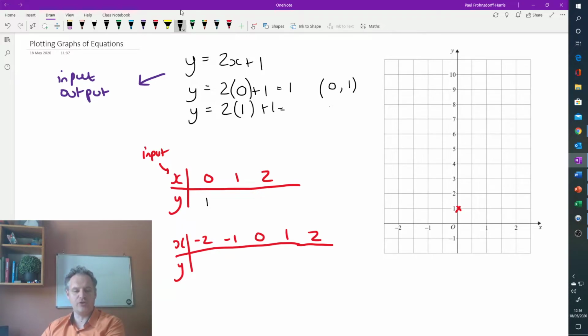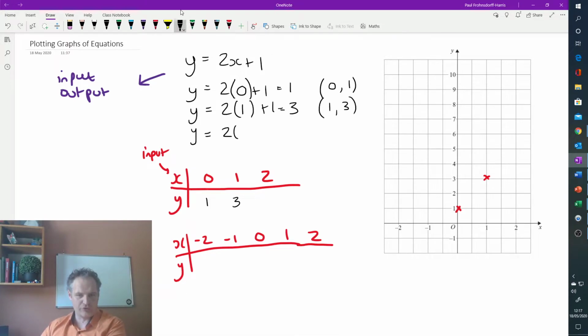2 lots of 1 being 2, add 1 is 3. So we've got y equals 3. So y is 3 when the input is 1. 1, 3. We can write that down as 1, 3. So we go along to 1, up to 3, and put a cross. But we need 3 crosses to make a correct straight line and to make sure we haven't made any mistakes.